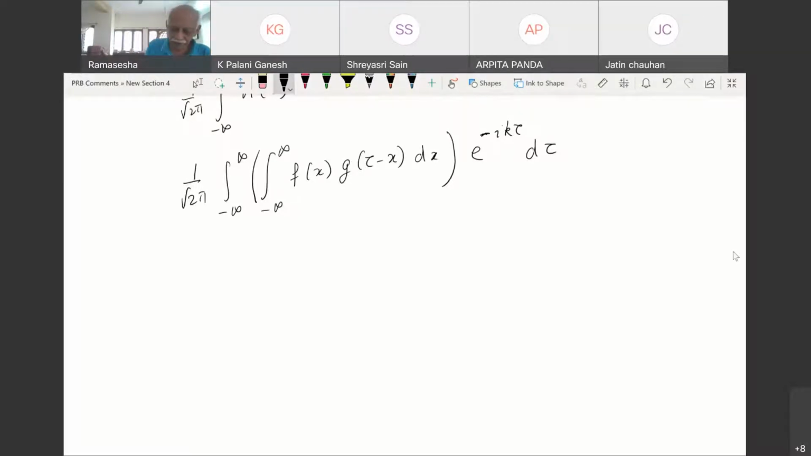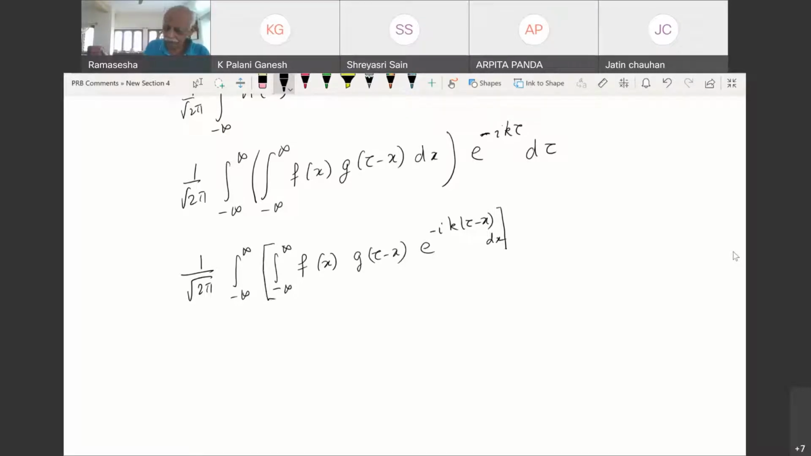So once I have done this, then I can do the following, that is, the integral from minus infinity of f of x g of tau minus x e to the minus i k tau dx, because you see that this is basically only a function of x, what I have here, tau is a constant here, then multiplied by e to the i k x, e to the i k tau, e to the minus i k tau.